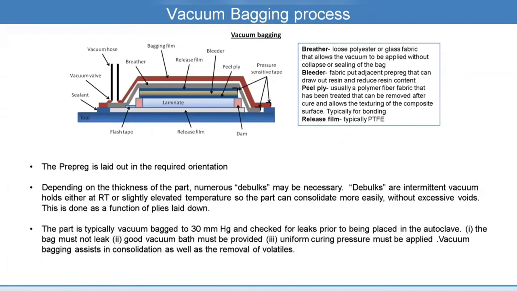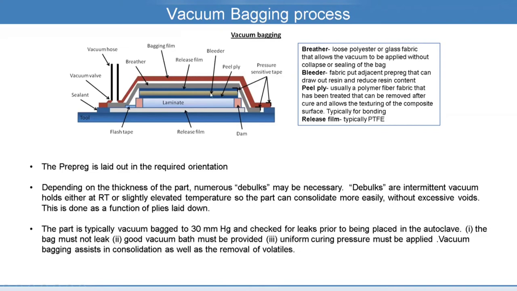In the vacuum bagging process, you have the breather, which is a loose polyester or glass fabric, and that allows the vacuum to be applied without collapse or sealing of the bag. So I'm pointing right now to the breather here, okay? That one right there in gray. The bleeder, which is right here, right on top of there. So you have the breather, the release film, and then you have the bleeder.